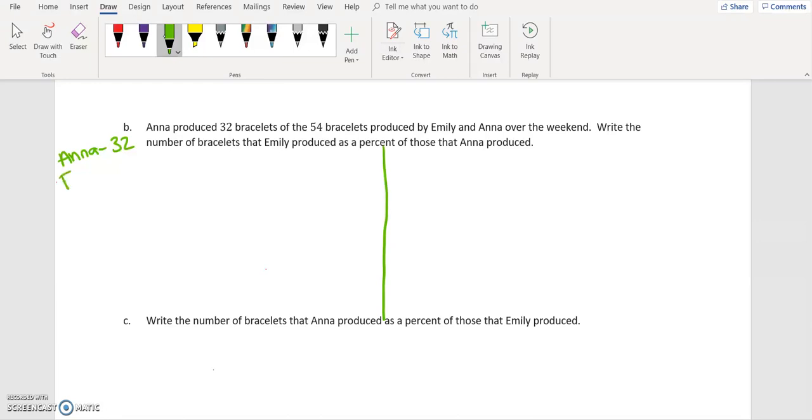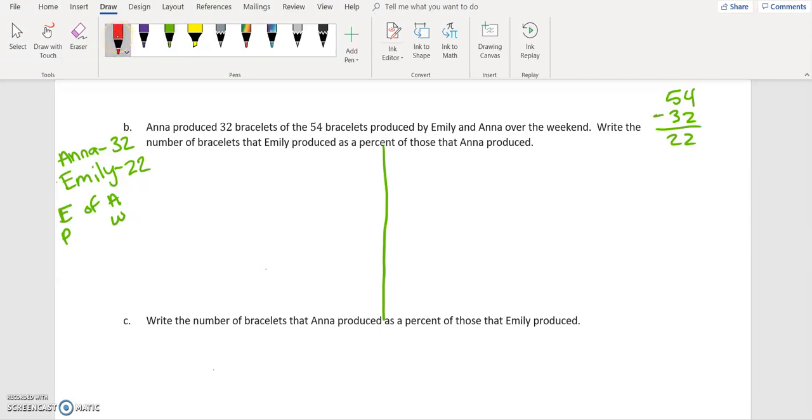And so therefore, for Emily, we do 54 minus the 32, and that gives us 22. So there's 22 left that Emily would have produced. And we want to know how many Emily produced as a percent of those that Anna produced. So we have Emily of Anna. That word "of" is telling me that Anna is going to be our whole, Emily is going to be our part, and the percent is what we do not know.